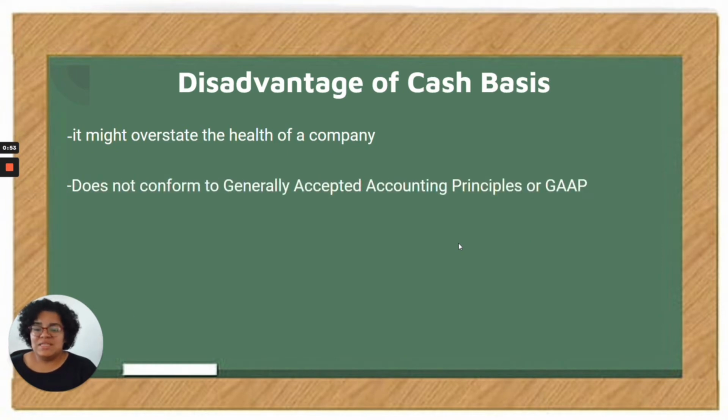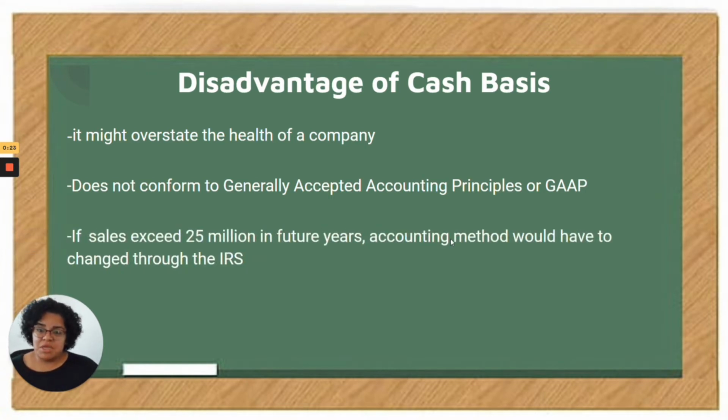Also, it does not conform to the generally accepted accounting principles or GAAP, which is the rules that we have to abide by when we're reporting revenues and expenses. And again, you have to understand that rule first. The rule is that if you make in sales more than 25 million, then you have to automatically use the accrual basis. But if you make less than that and you do not have inventory, then the cash basis can be an option for you.